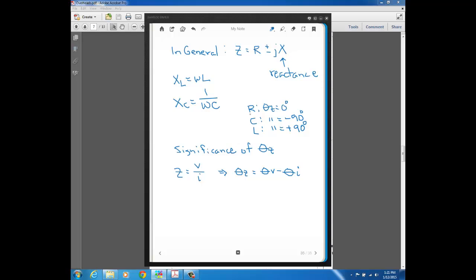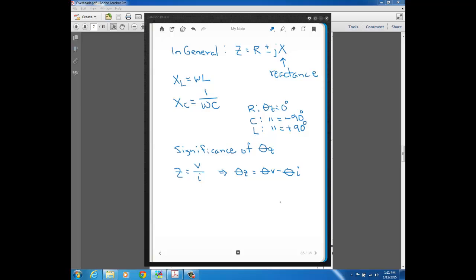Well, the inductor is the opposite case from the capacitor, where the voltage leads the current by 90 degrees or the current lags the voltage by 90 degrees. And then it's just the opposite here, where if you have cosine for your current, you'd have minus sine for your voltage for the inductor. Now, theta Z being the difference between the voltage and current angles is true whether you have pure resistance or pure capacitance or pure inductance, or you have a combination of these.